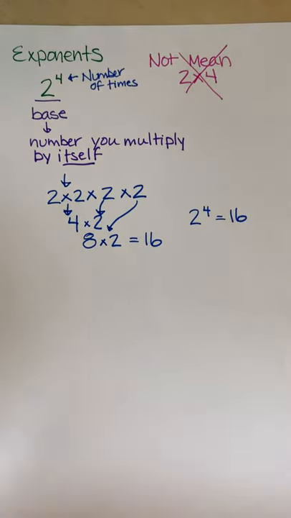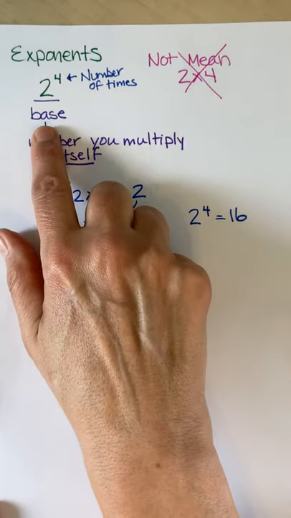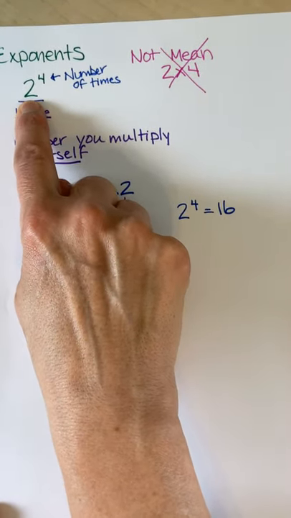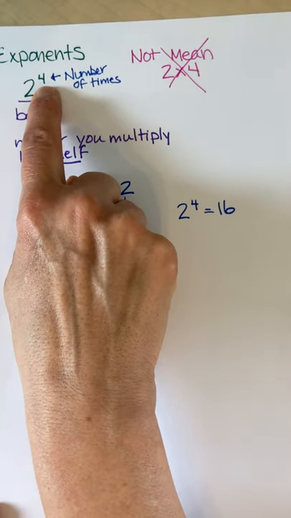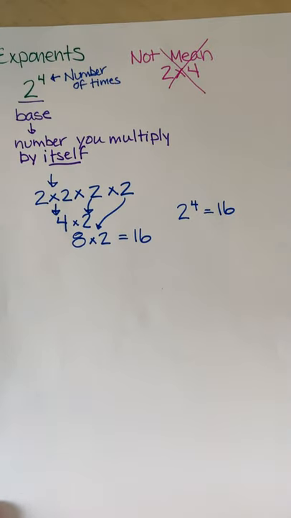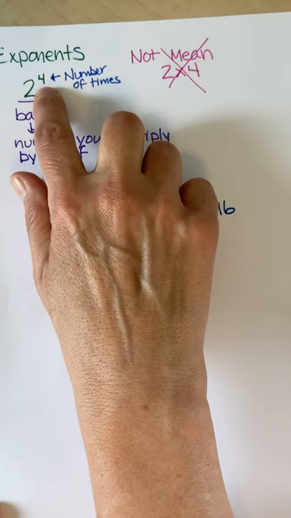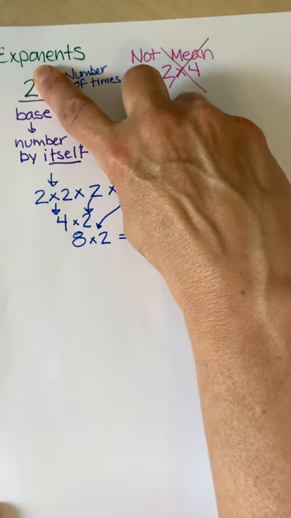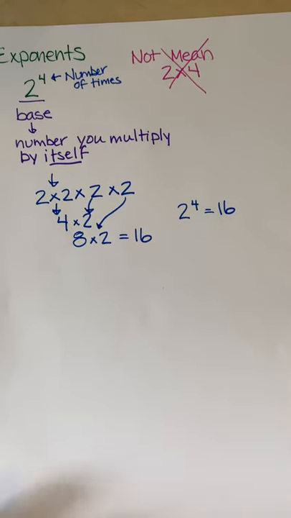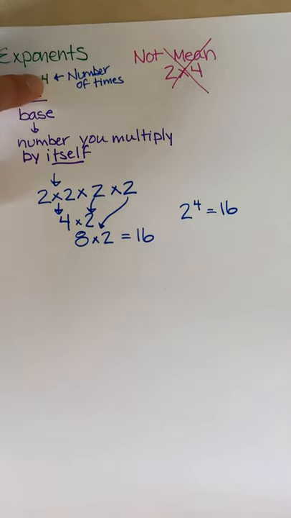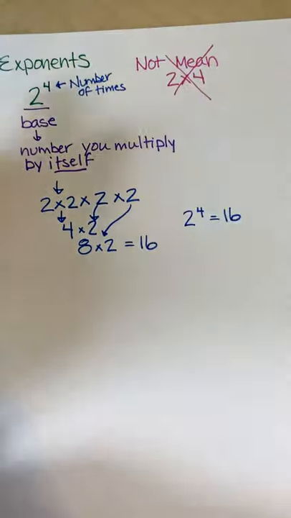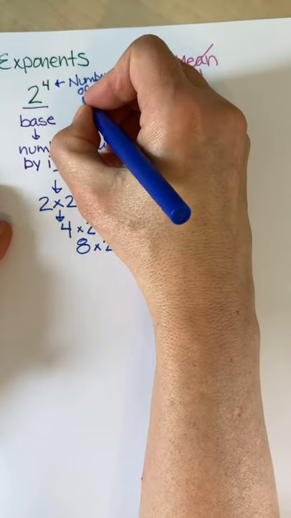So what it does mean is that I have a base number and I have an exponent. This is my base number. This is my exponent. Now my base number is the number I multiply. I never multiply the 4. I don't multiply that number. I multiply 2 × 2 × 2, however many times. My exponent tells me how many times. So this is the number of times I'm going to multiply the base by itself.